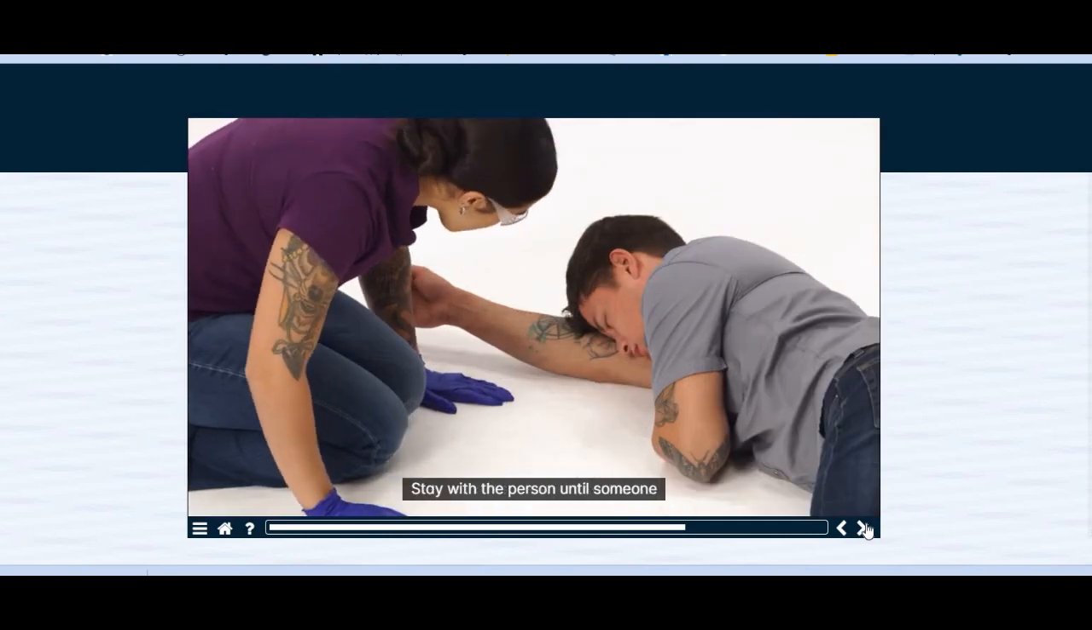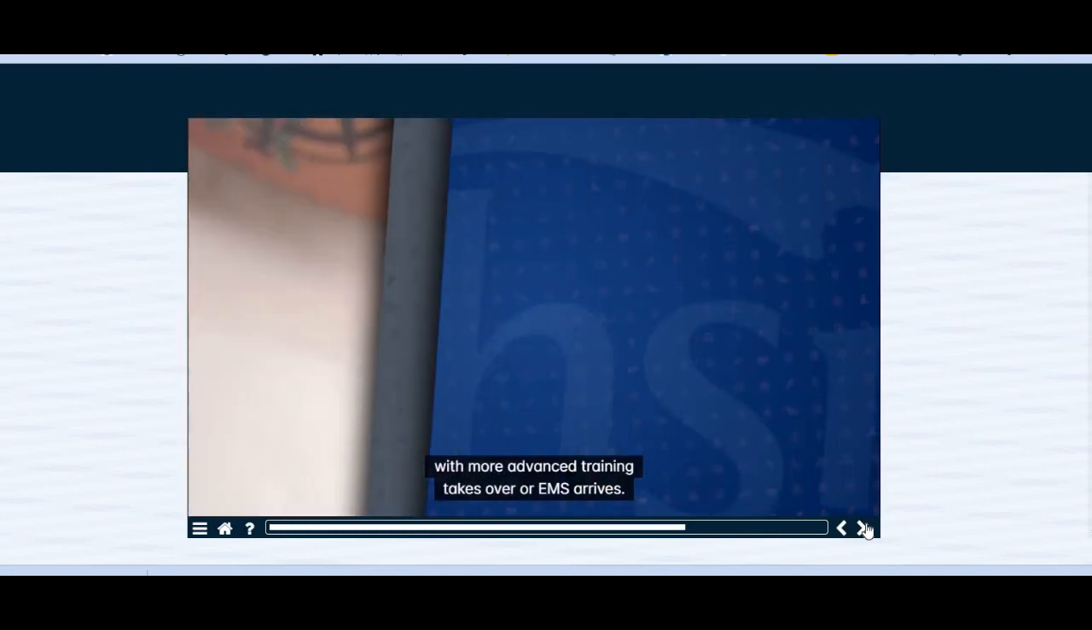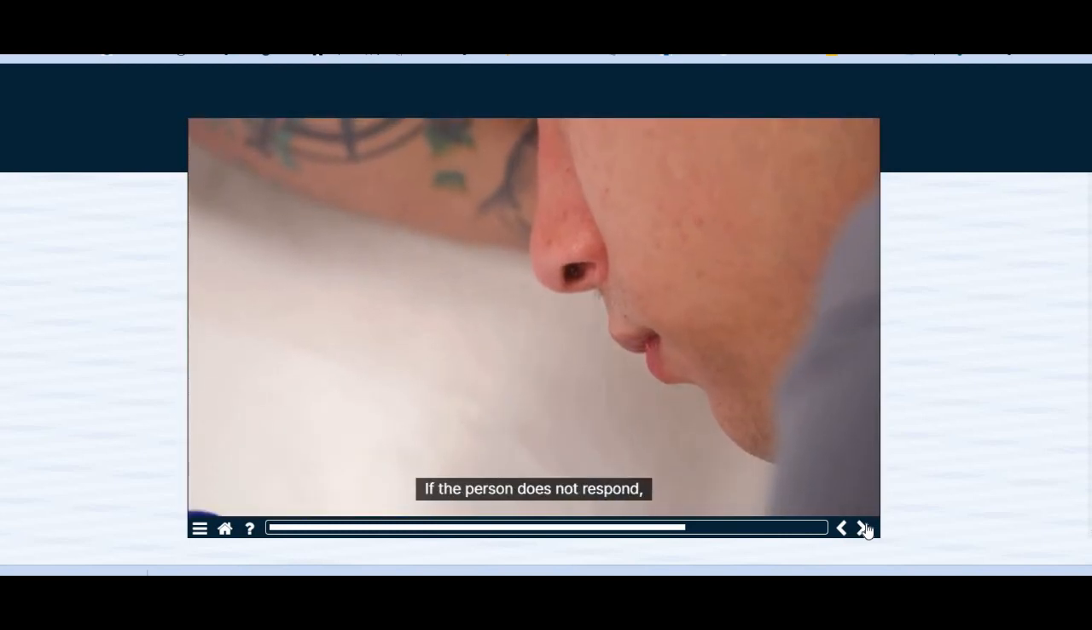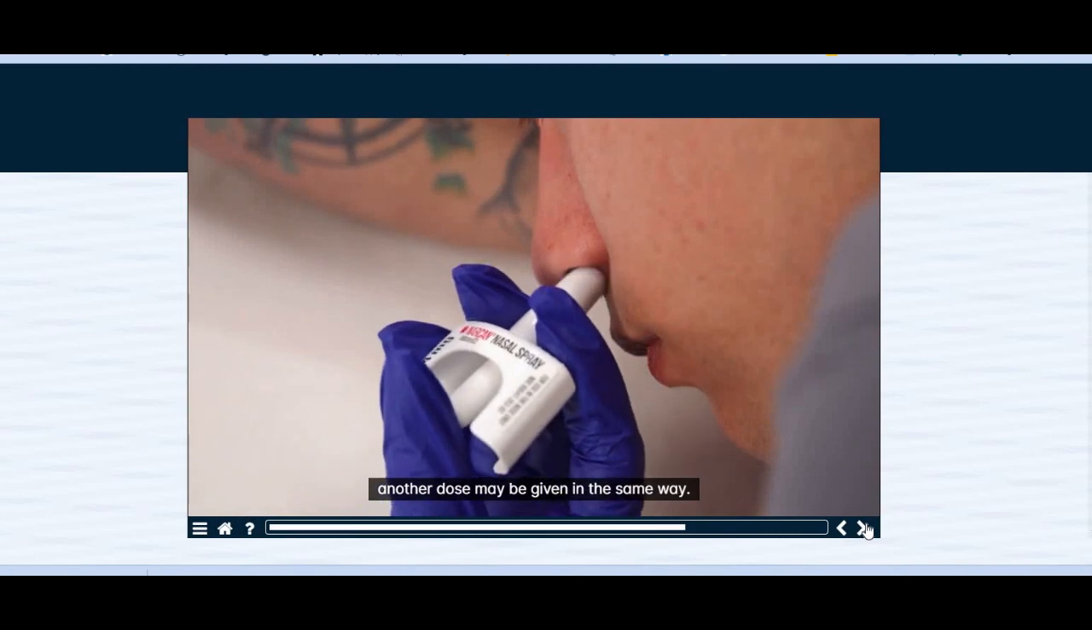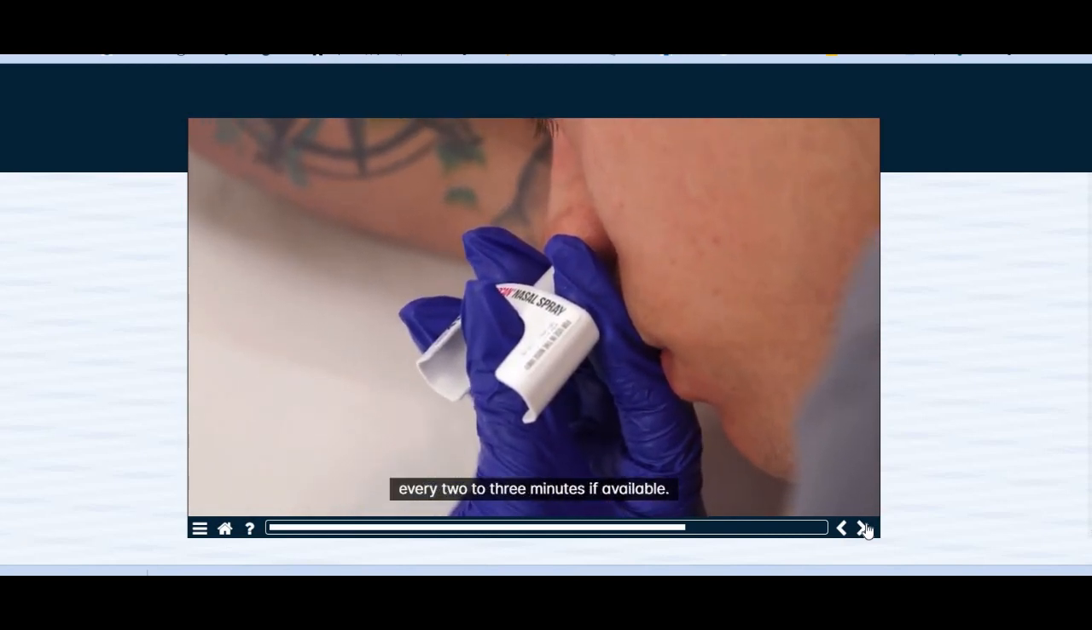Stay with the person until someone with more advanced training takes over or EMS arrives. If the person does not respond, another dose may be given in the same way. Narcan nasal spray may be dosed every 2 to 3 minutes if available.